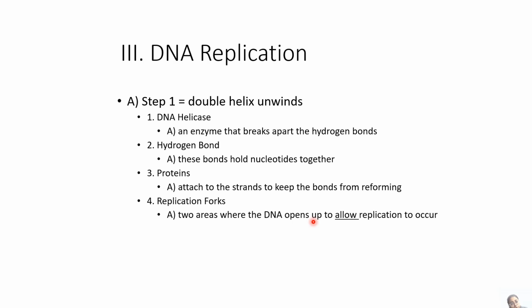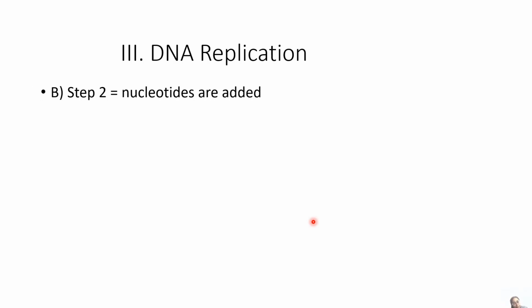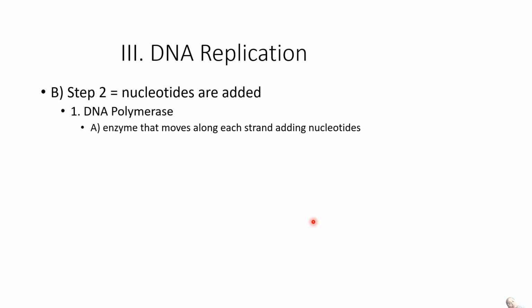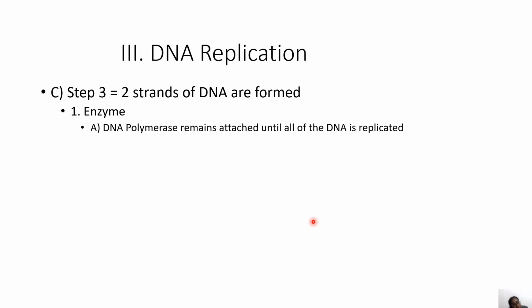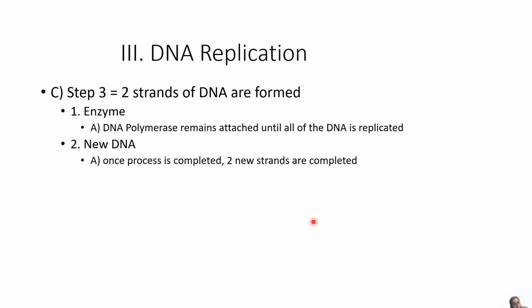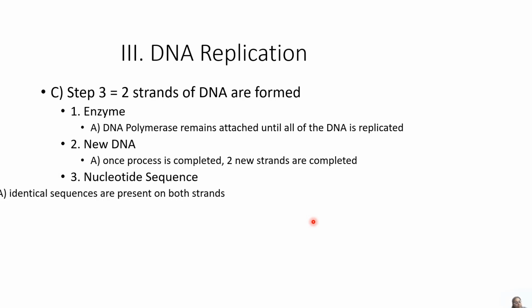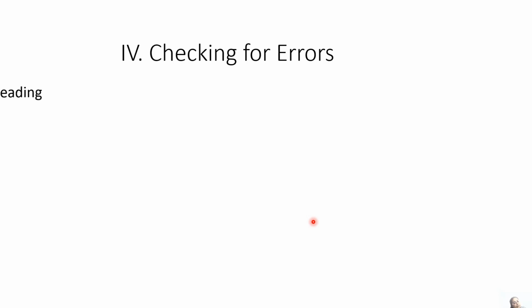Then we have the replication forks, two areas where the DNA opens up to allow replication to occur. Now, in DNA replication, nucleotides are added. The DNA polymerase enzyme moves along each strand adding nucleotides. And step 3 is that two strands of DNA are formed. DNA polymerase will remain attached until all the DNA is replicated, and once the process is completed, two new strands are complete. Identical nucleotide sequences will be present on both strands.